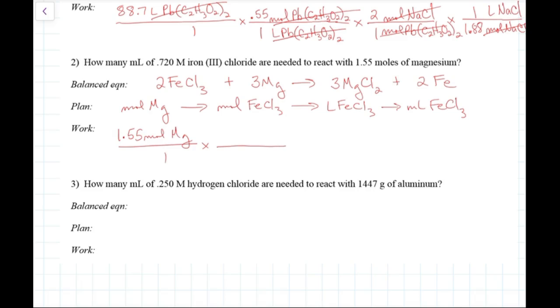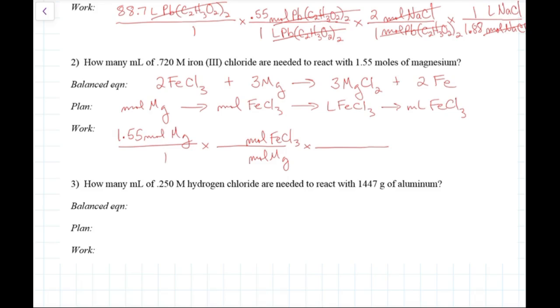And then, so what am I trying to cancel? Should be moles of magnesium, right? And then from moles of magnesium, my plan tells me I'm going to go to moles of FeCl3. And of course that comes from the balanced equation. I'm going to do something a little different this time. I'm going to go ahead and set up all the units, and then I'm going to worry about the numbers.